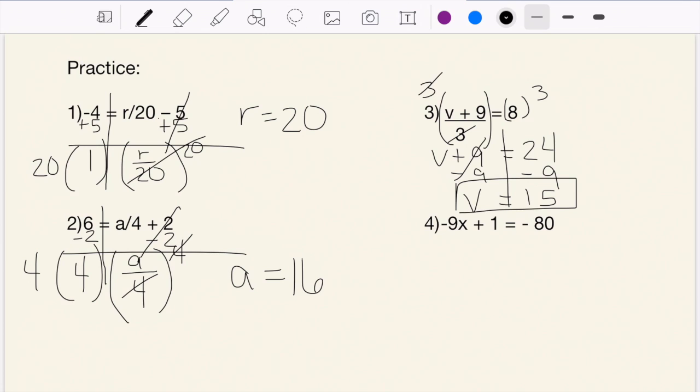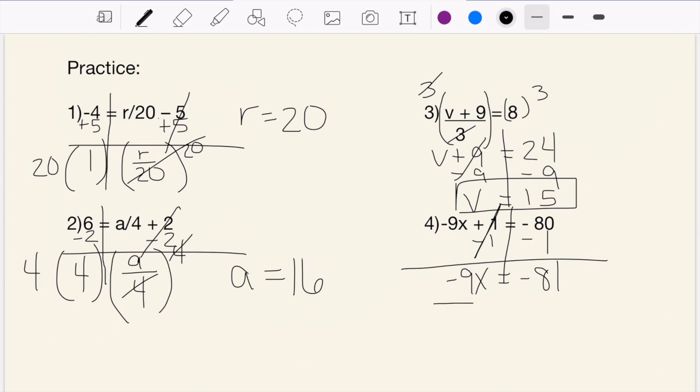All right, last practice problem. We want to deal with our subtraction and addition first. So we're going to subtract 1 from both sides because we want to do the opposite. So plus 1 minus 1 will give us 0. Cancels that out, and we're only left with negative 9 equals x. Then we have negative 81 minus 1 gives us negative 81.